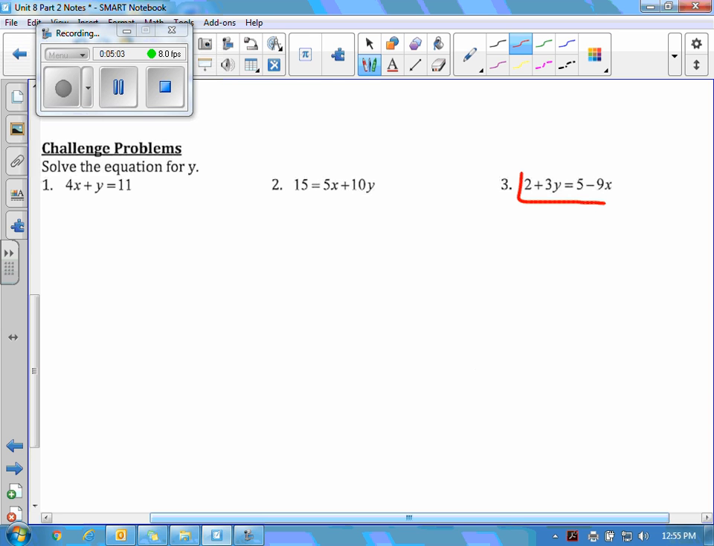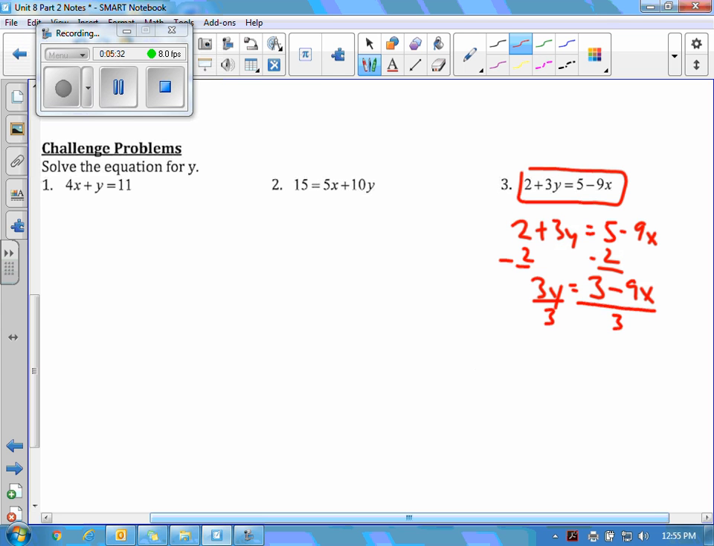Again, I'm going to start by boxing and rewriting. So 2 plus 3y equals 5 minus 9x. Now my whole goal is to get y by itself. If you look over here to the left where the y is, I need to subtract 2 from both sides. So I'll get 3y equals 5 minus 2, which is 3, minus 9x. The 9x I can't combine with the 3 because one has an x, one doesn't. What I can do though to get y by itself is divide everything by 3. So these 3's cancel and I get y. 3 divided by 3 is 1. 9 divided by 3 is 3, so I get 1 minus 3x.